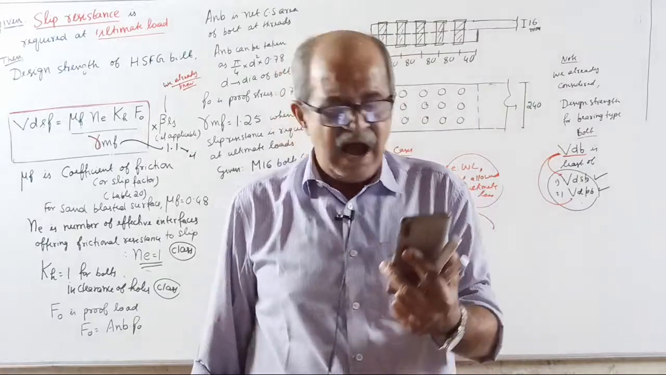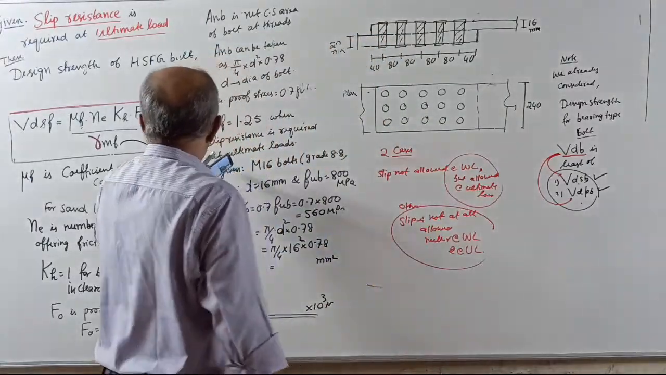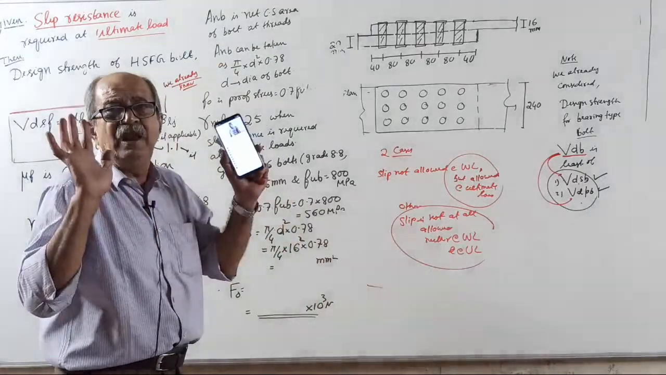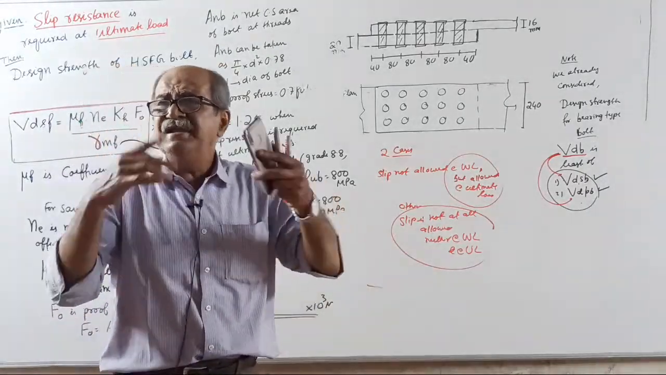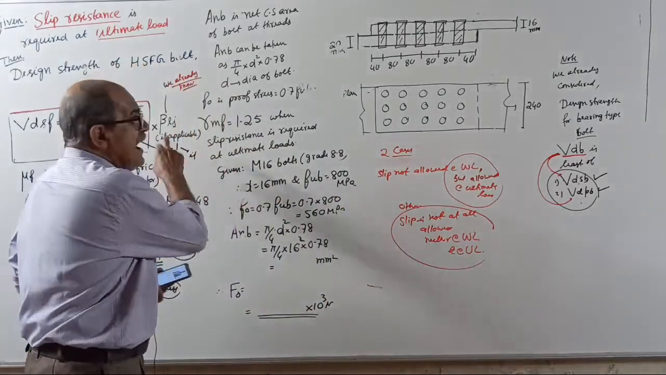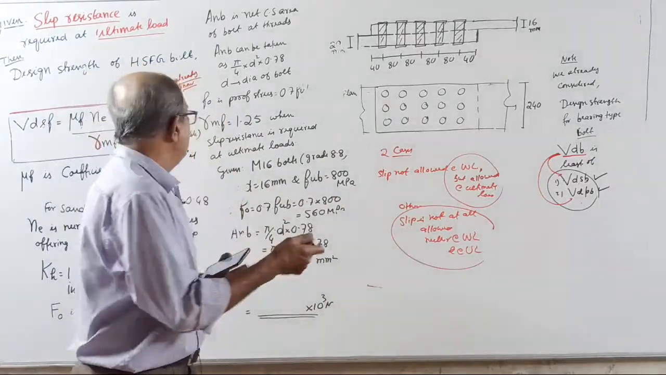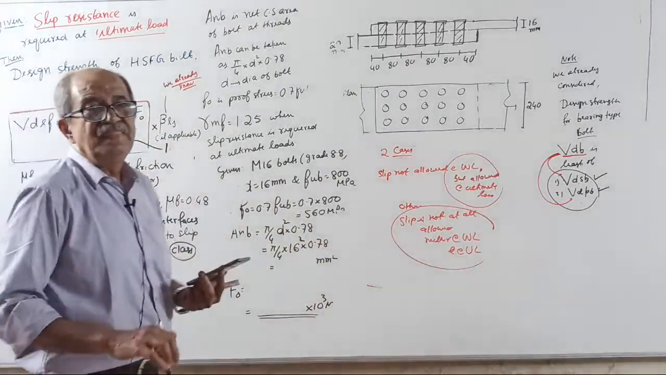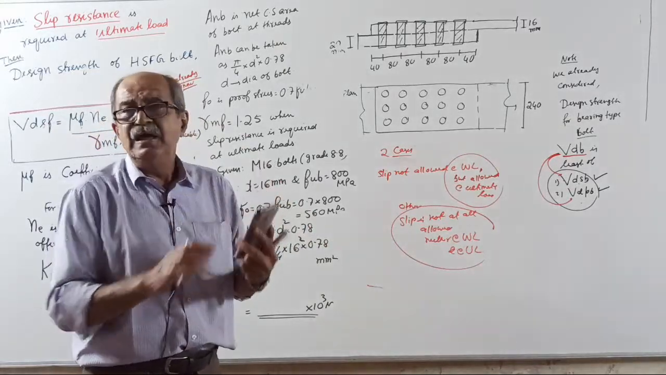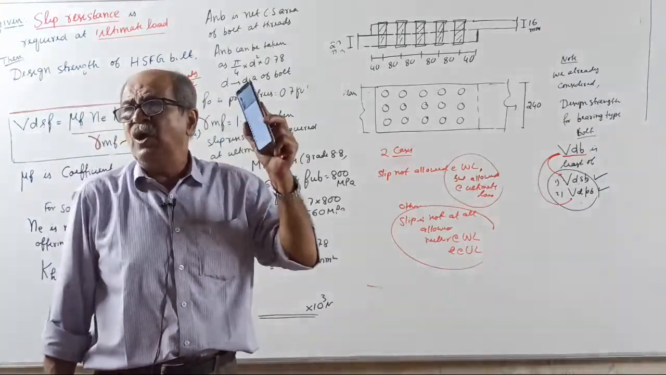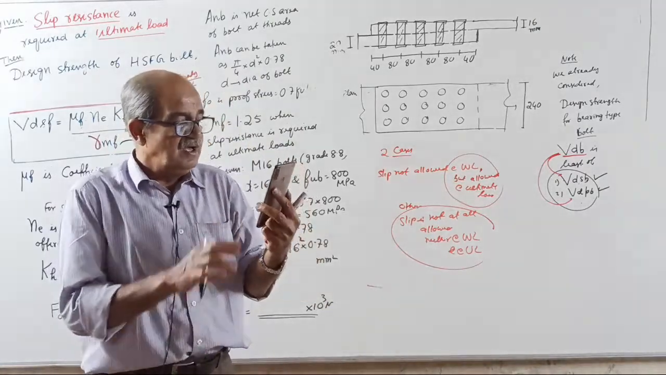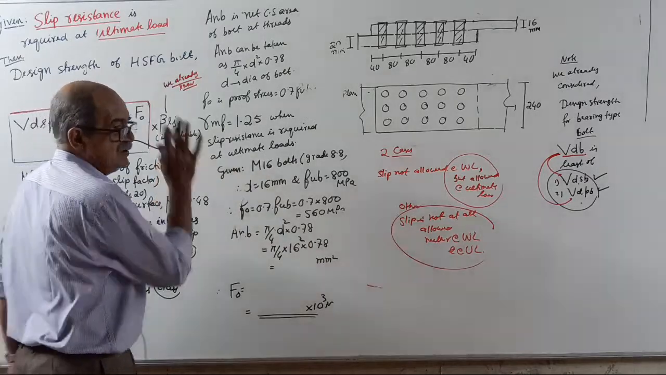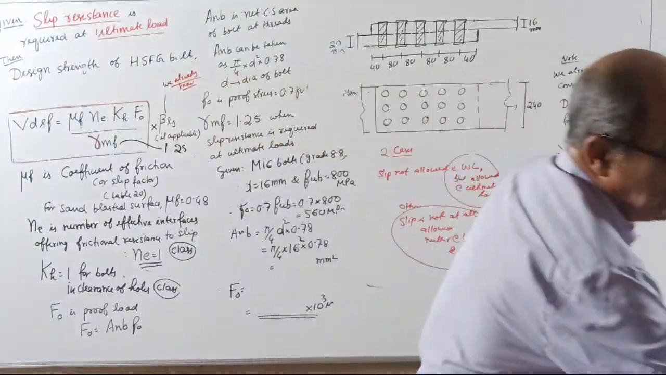Gamma MF is 1.1 if, you should write, slip is to be prevented at service load only, meaning at ultimate load it can slip. But if at ultimate load also it should not slip, then gamma MF is not 1.1. If the slip is not allowed at factored load also, gamma MF equals the old one, 1.25. Over. That's all.